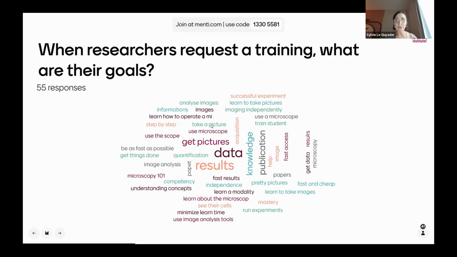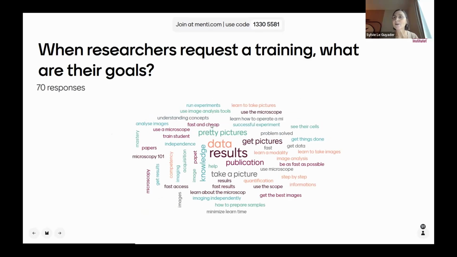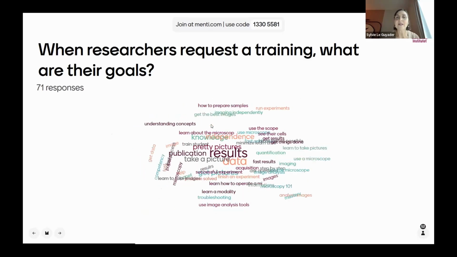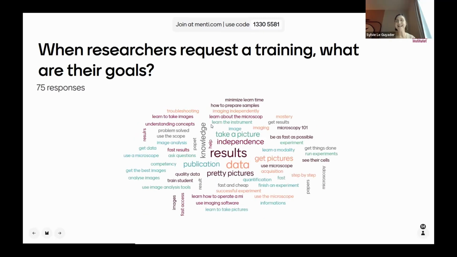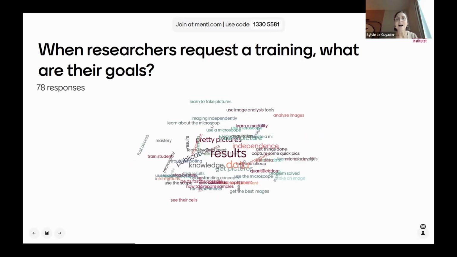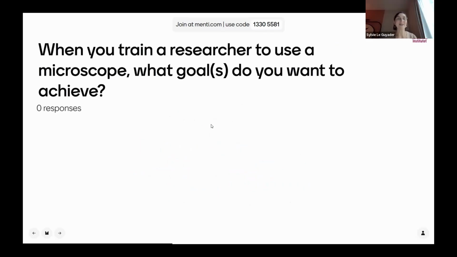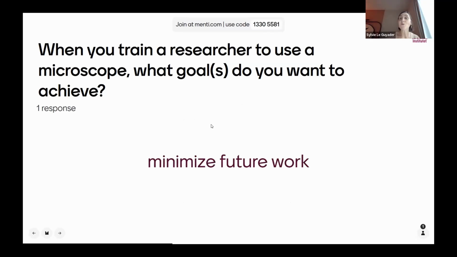Okay, so now we get a few words that show up a little bit more. And what we can see is that those that are more stable are data, results, pretty picture. Let's stop the thing now so it stops moving. I think you got the idea. Mostly people want result and they want data. Thank you very much for your answers. Now if I change and I said, okay, a researcher comes to you at your core facility and they want a training. What are your goals with this training? What do you want from the training?